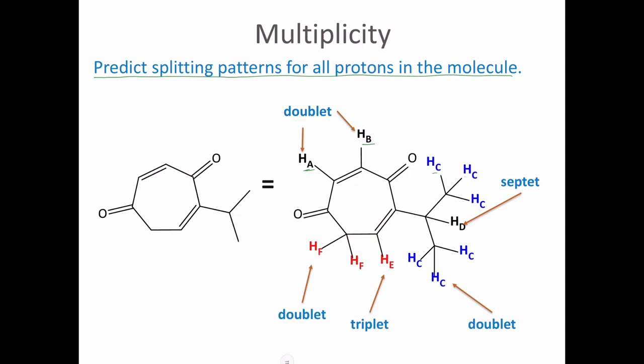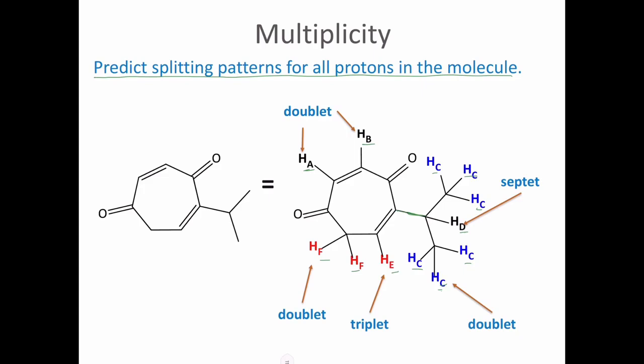Then we have HCs, where we can rotate this bond. When you rotate this bond, we can interchange HCs and they are going to be the same. Then we have HD, then HE, and then we have HF. So for these compounds, we can determine the splitting pattern.